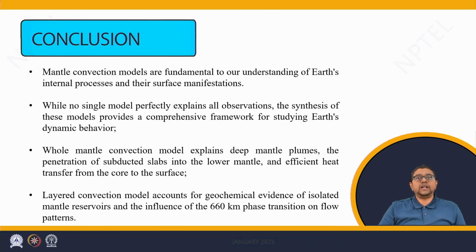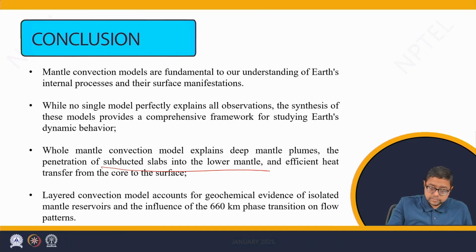The whole mantle convection model explains deep mantle plumes, such as convection slabs going right up to the core mantle boundary. It also explains the efficient heat transfer from the core to the upper regions of the mantle, which is very efficient.